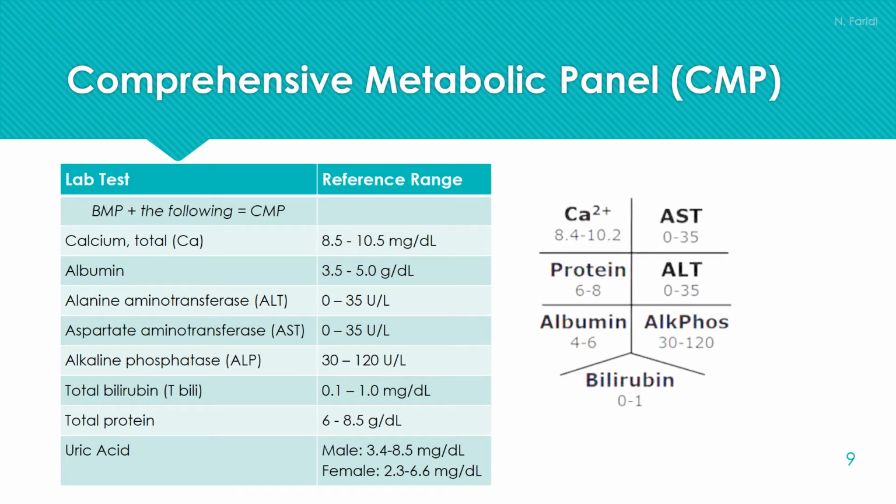On this slide, we have the comprehensive metabolic panel. This is made of the basic metabolic panel, which was listed on the last slide, along with the following. We have calcium, albumin, alanine aminotransferase, aspartate aminotransferase, alkaline phosphate, total bilirubin, total protein, and uric acid. Again, on the right of the slide, I have a fishbone model of the comprehensive metabolic panel. I would like you to think about what organ functions ALT and AST measure.